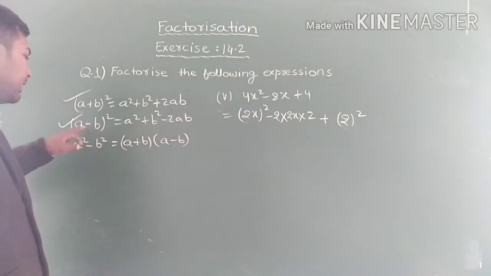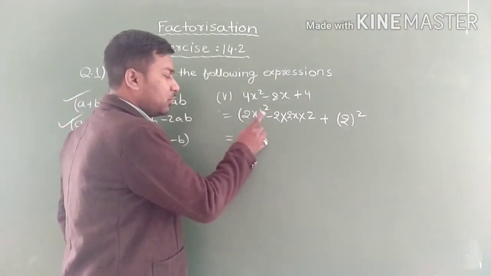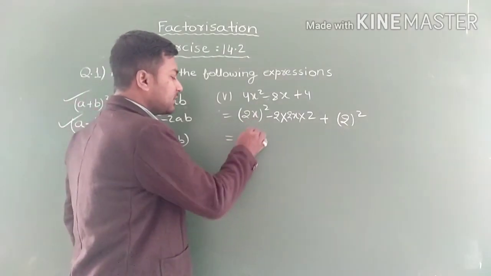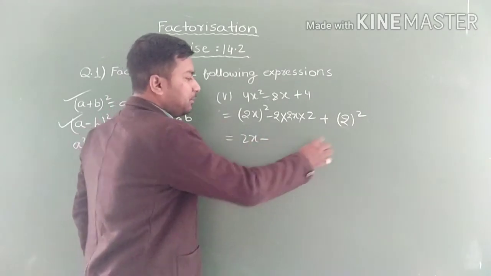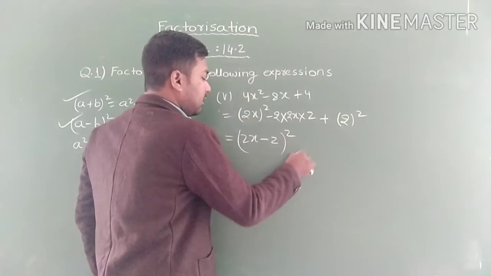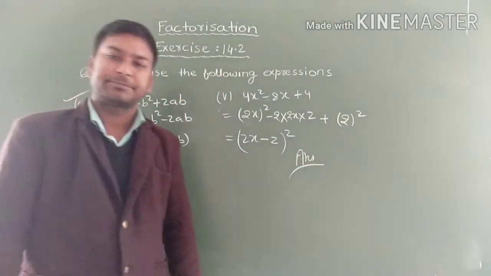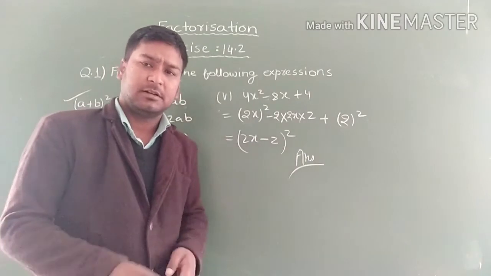So directly we can write a minus b whole square. So a minus b whole square. That means a is 2x, minus, b is 2, whole square. Now this is the answer. Okay. It's very simple. Now next question.